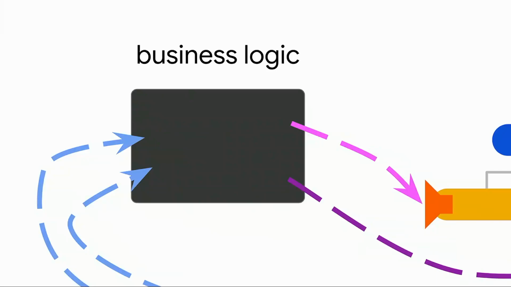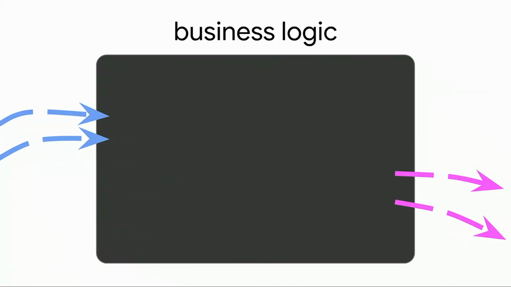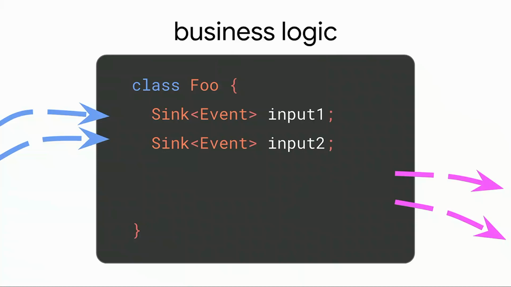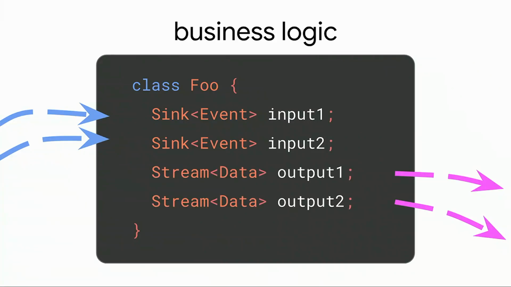So let's have a closer look. We have streams as inputs, streams as outputs. How would that look in Dart? Well, we would have an object that has sinks of events as inputs. A sink is the equivalent of the input of a stream. You put things into it, and then you can listen to it on the other end. And then there's a stream of data as output, right?